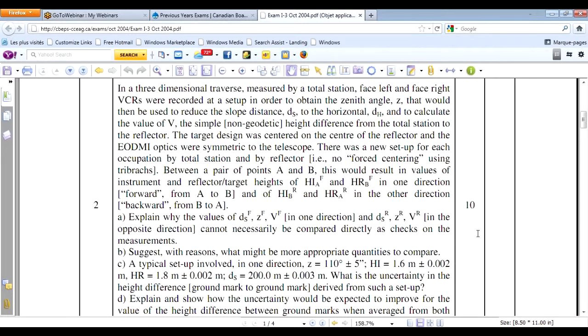And this is primarily because you have different heights of instrument. So you can't take the right triangles directly. And what would you do about it? Well, typically you would reduce each occupation to a mark-to-mark slope distance, mark-to-mark zenith angle, and mark-to-mark difference in height from the ground mark to the second ground mark.